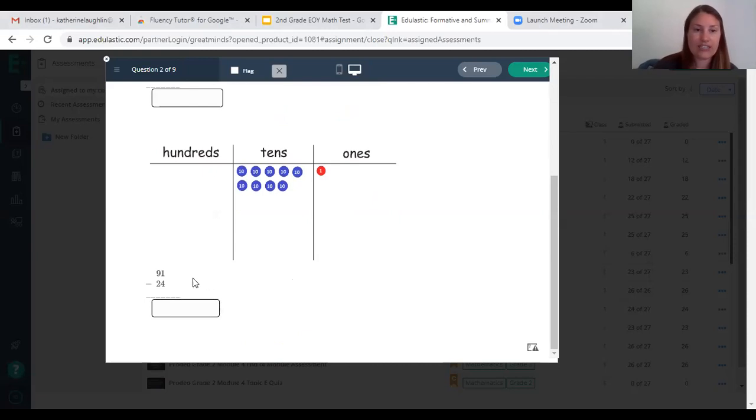The second one is 91 minus 24. Again, it's drawn here for you, but you can go ahead and draw it on your own paper, line it up vertically, and solve your problem.